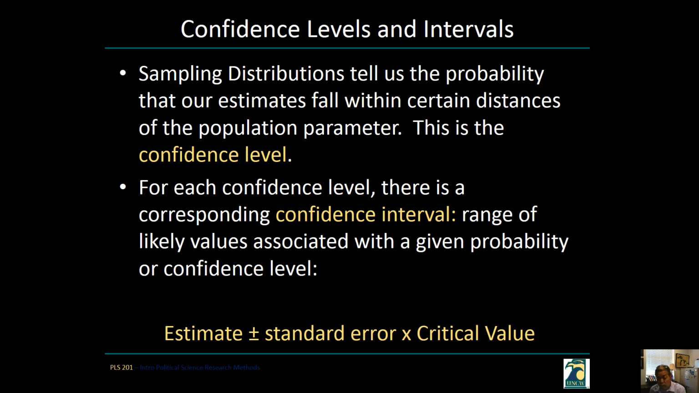Now, if you remember the order of operations from math class, I really should have some parentheses here because you're supposed to do the multiplication first. So in your notes, make sure that you have some brackets or parentheses here. First, you multiply the standard error times the critical value. You take the answer to that, estimate minus this, estimate plus this. But again, you do the standard error times the critical value first. We always do multiplication first.